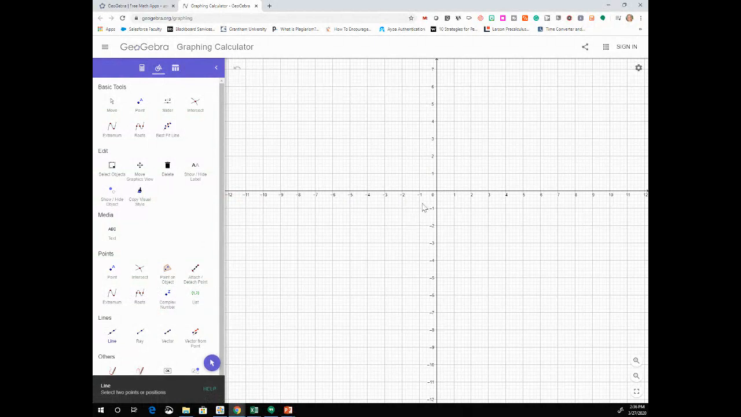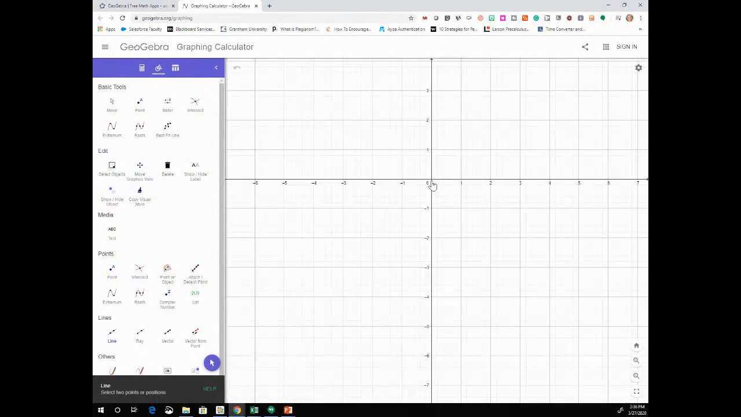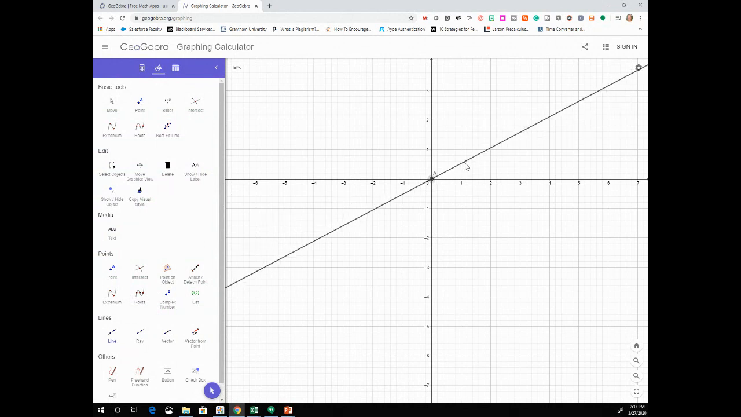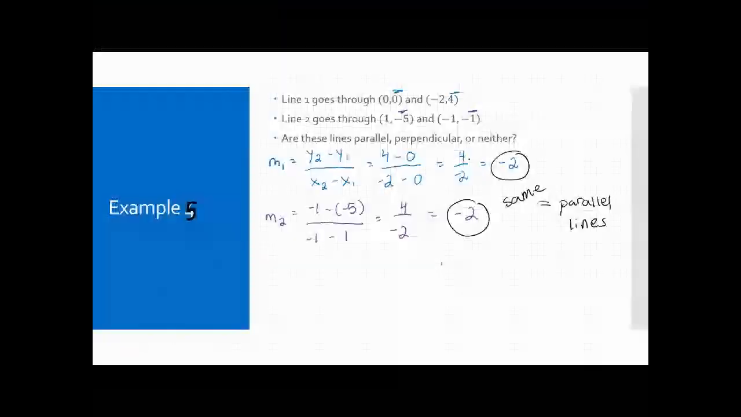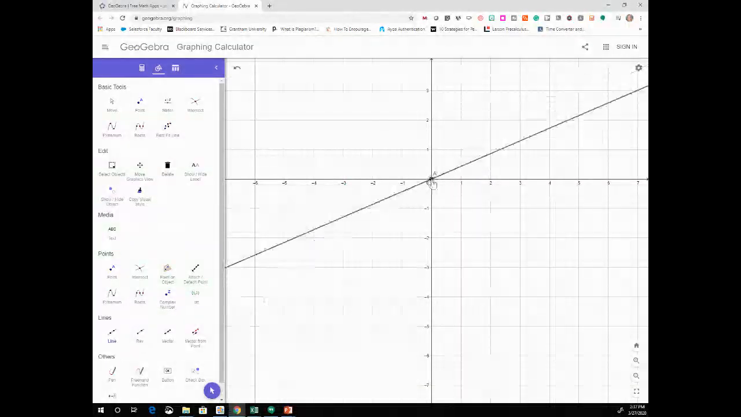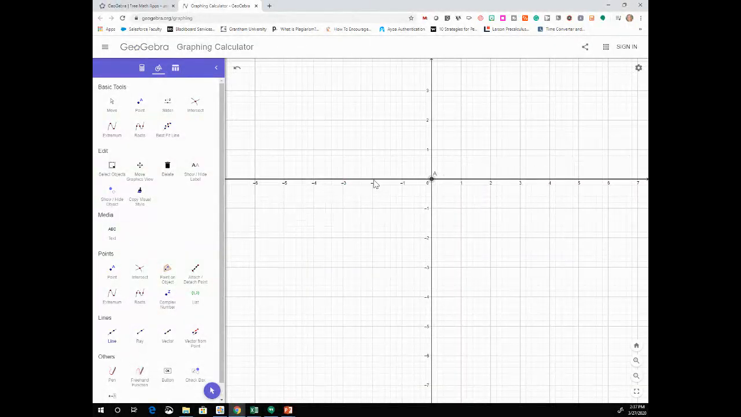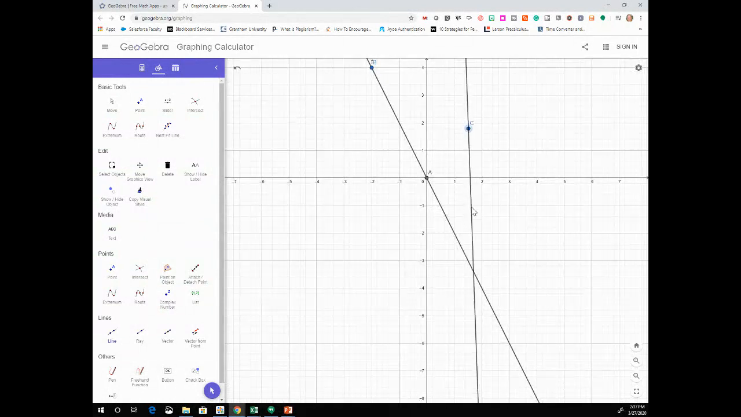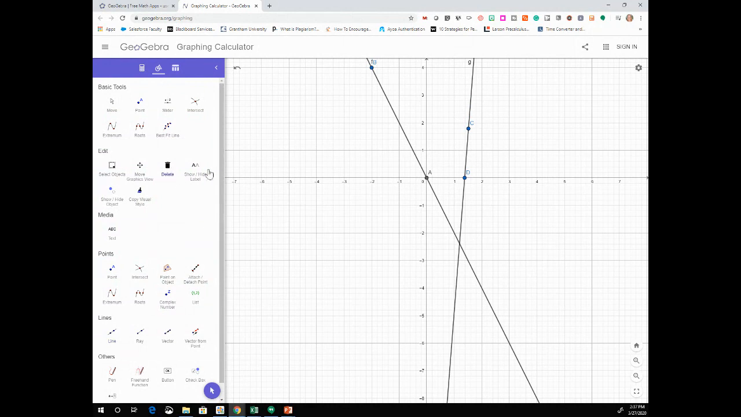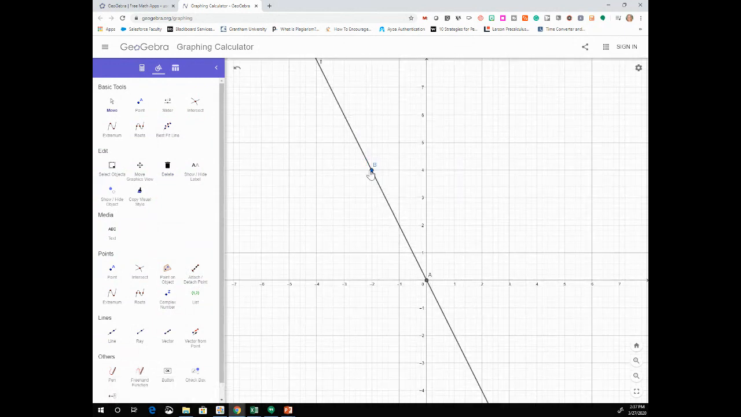I'm going to hit line, and then I need to zoom in. (0, 0) is right here, so I'm going to click (0, 0), and then the other point was (-2, 4). So I'm going to go down to negative 2, and then it's at 4, so I'm going to go up to 4. Oops. I want to delete that. That was just wanted to move. There we go. So that's the first line that we were given. I just connected the two points and drew the line.